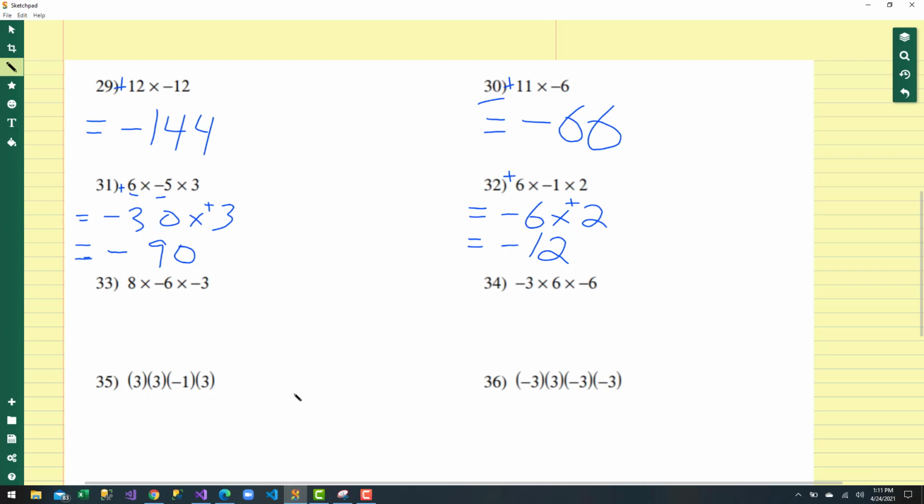Number 33. We have a positive 8 times a negative 6. Okay, so positive 8 times a negative 6. Opposite signs means answer is going to be negative. 8 times 6 is 48.